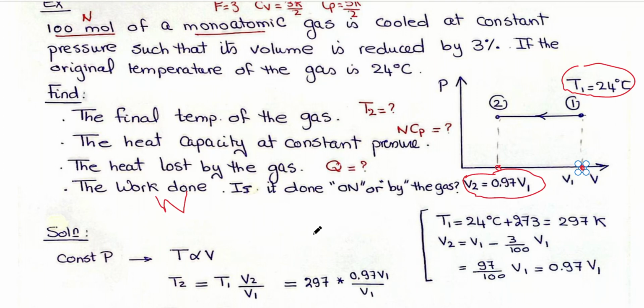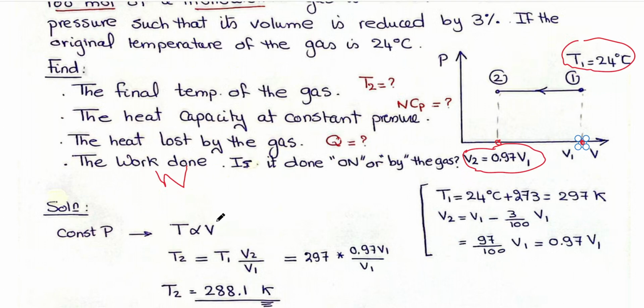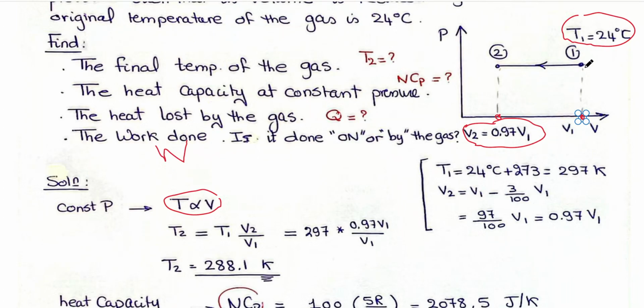Let's start solving. This is a constant pressure process, so the temperature is proportional to V. I want to get T2. Okay, I can relate T1 over T2 equals V1 over V2. And the only unknown is T2. I can find the temperature at point 2. T2 equals T1 V2 over V1. After substituting, you can find T2.